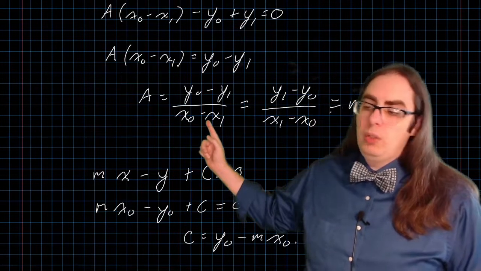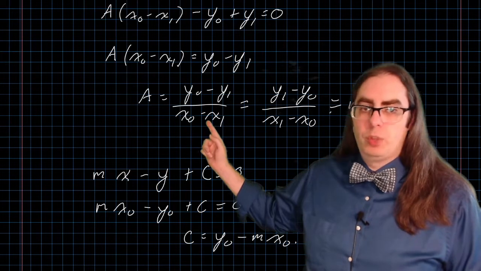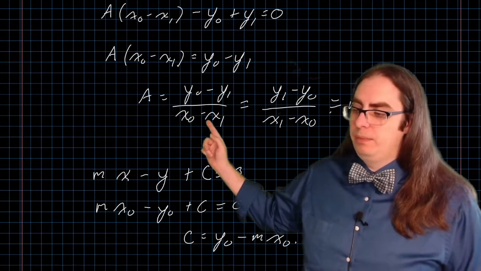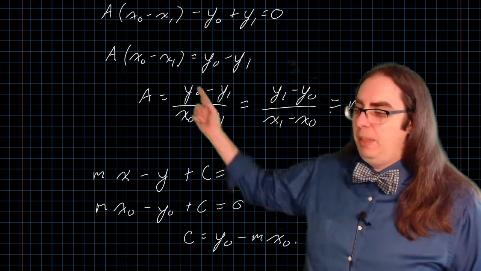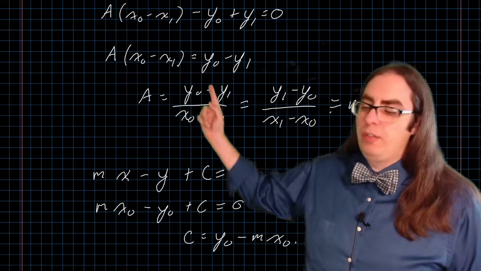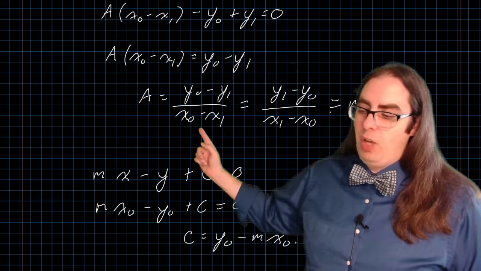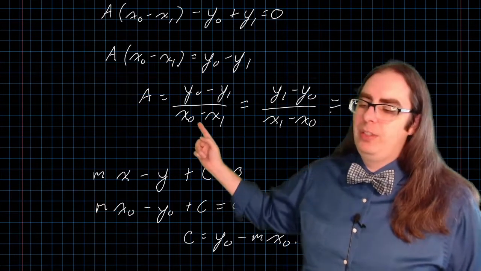If you are looking at 2 points which are directly above each other, then x0 and x1 are the same, even if y0 and y1 are different. And that means that x0 minus x1 is 0, and we just divided by 0.